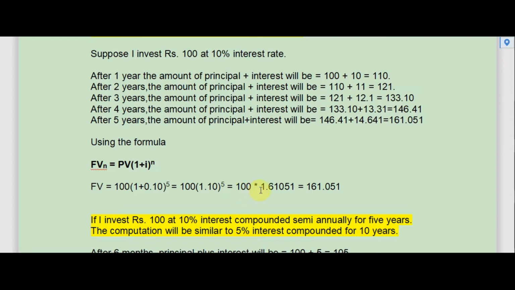power 5, equals 100 into 1.61051 equals 161.051. Look, we have calculated that after 5 years the amount of principal plus interest will be 161.051. Using the formula we calculate it within a very short time. The amount is the same, that is 161.051.